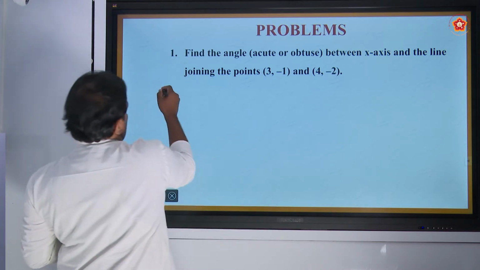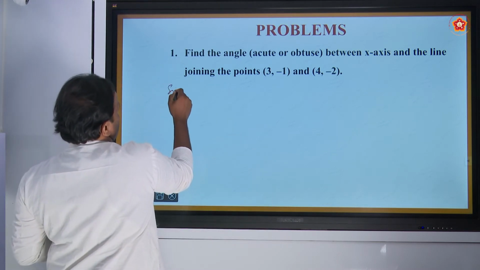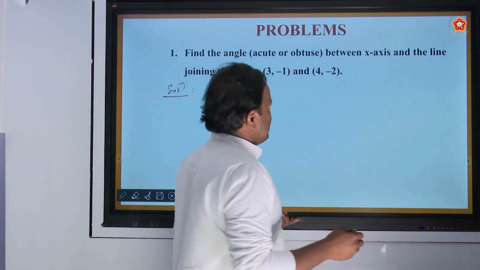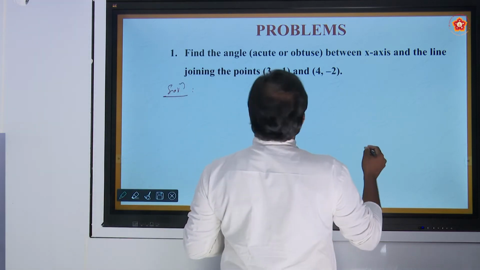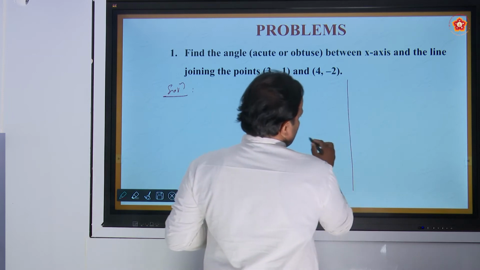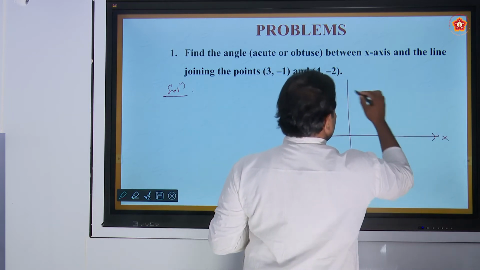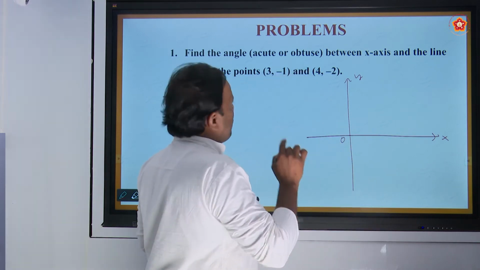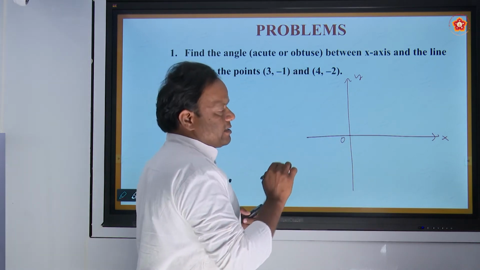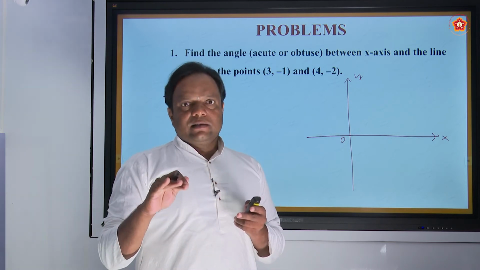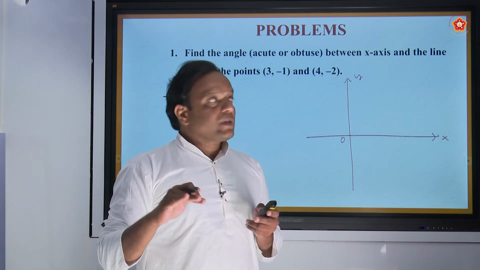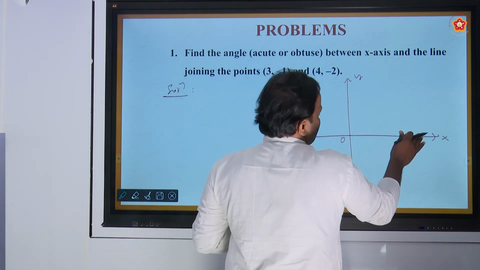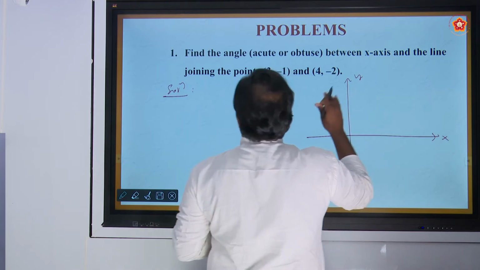Let us see the first problem. Find the angle, acute or obtuse, between the x axis and the line joining the points. Here two lines are not given. One line is given, and the other line is the x axis. You know that the x axis is also a straight line. So, we have to find the angle between the x axis and the line joining the points.